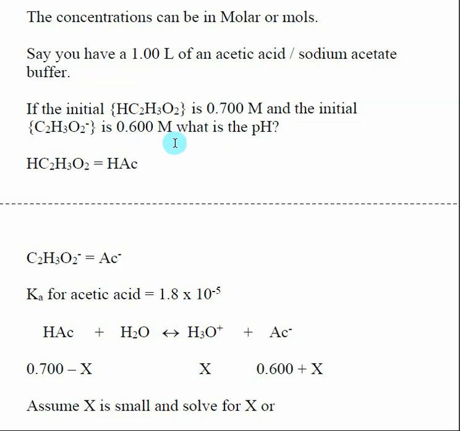So this is a buffer. Whenever you see amounts of a weak acid and its conjugate base, generally it's a lot easier to use the Henderson-Hasselbalch equation. And here we're going to be using the abbreviation for acetic acid as HAc and acetate as Ac-. You're going to see that that's a fairly common abbreviation. And with this, I need to give you the Ka for the weak acid, acetic acid, and that's 1.8 times 10 to the minus fifth. So we're going to be using that in just a second.